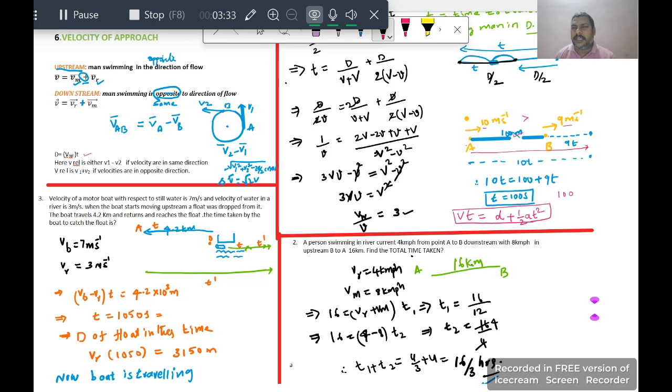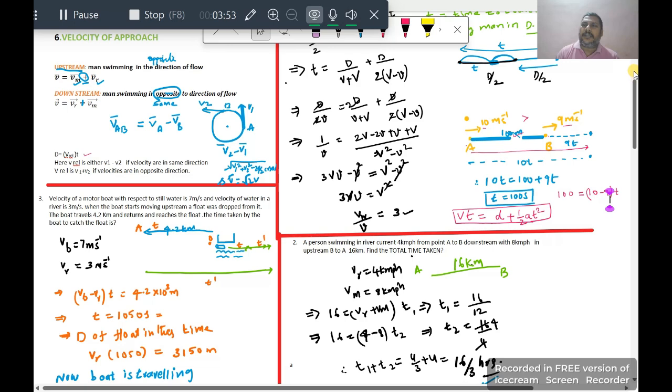So then D here is the initial separation, equal to V relative, means 10 minus 9, because V1 is more, that's why 10 minus 9 into T. The same thing will come here. Then T is equal to 100 seconds. So this is generally how to find out the relative velocity.